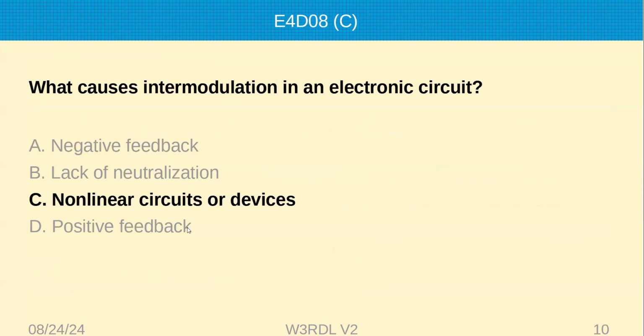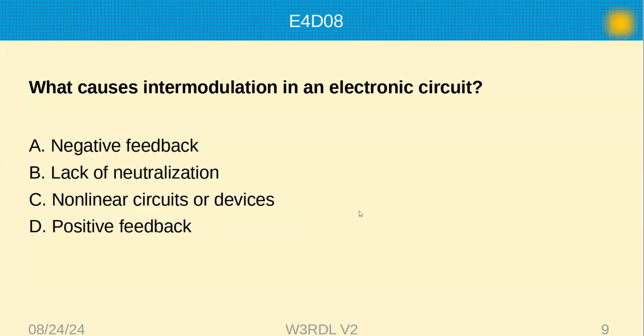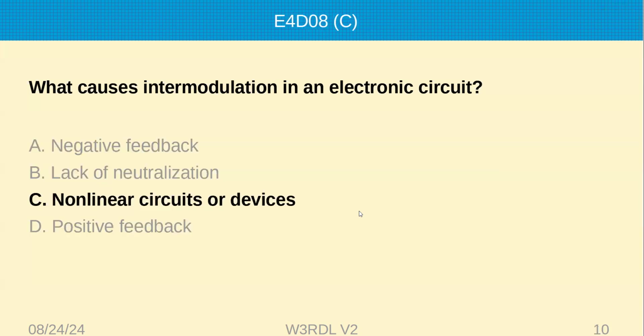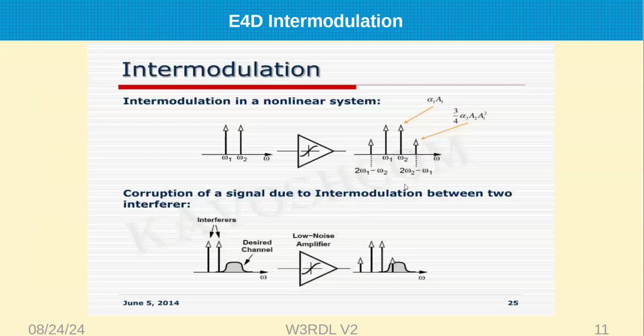So what causes intermodulation in an electronic circuit? Difficult one to say. Try. Did I double tap or is that? Oh, I did. Well, you knew it anyway, right? Of course. Yeah. All right.